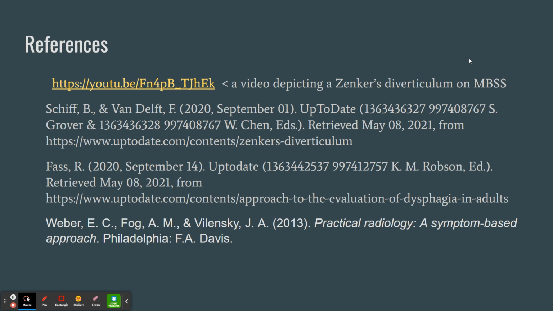Here are the references again. In the yellow, if you click on it, it should be a hyperlink to take you to that video of the barium swallow study that depicts a Zenker's diverticulum.